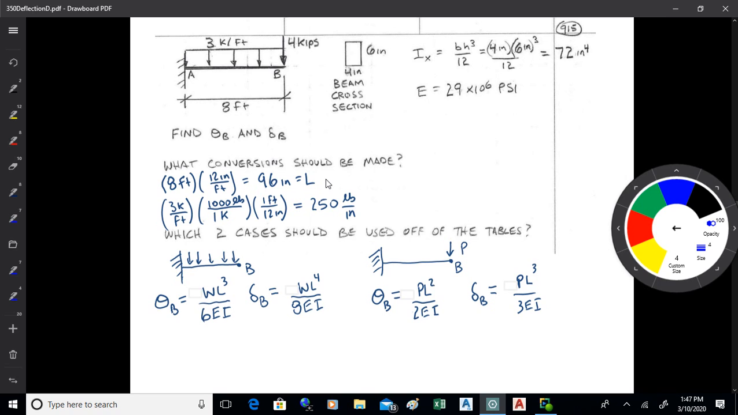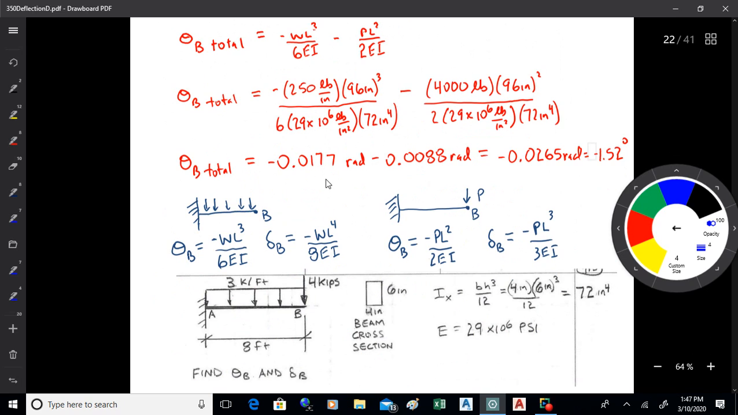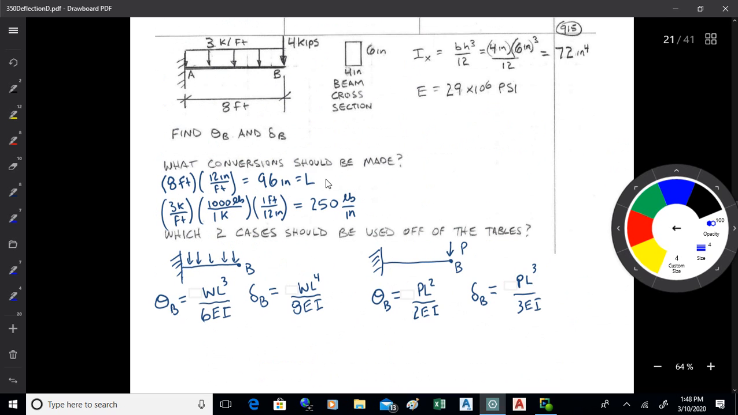So obviously, at its basic level anyway, this is so much simpler than integrating. Okay. So we have to do a fair amount of calcs here though. I just went ahead and calculated each one separately for the angle. I'm saying the slope at B will be negative WL cubed over 6EI minus PL squared over 2EI, right? Is that PL squared?